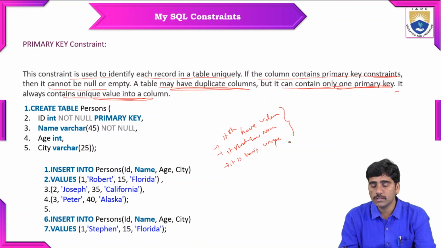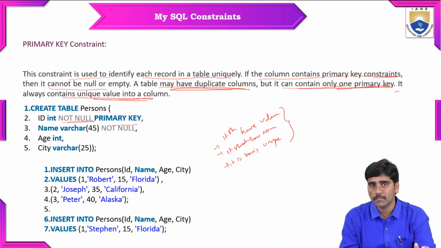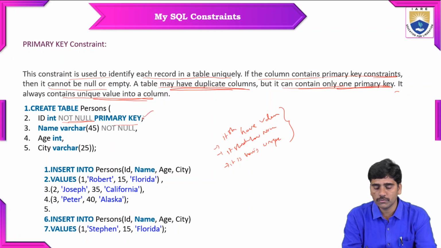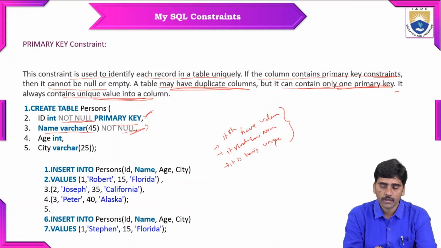For these three conditions, we must use the primary key constraint. So here we are creating a table. Create table persons, ID integer not null, as well as primary key. We are applying not null and primary key, which means the ID should contain some value, and that value is a unique value. Name varchar of 45 not null, so name should not have an empty or null value, it should have at least one value. And the age integer, city varchar of 25.